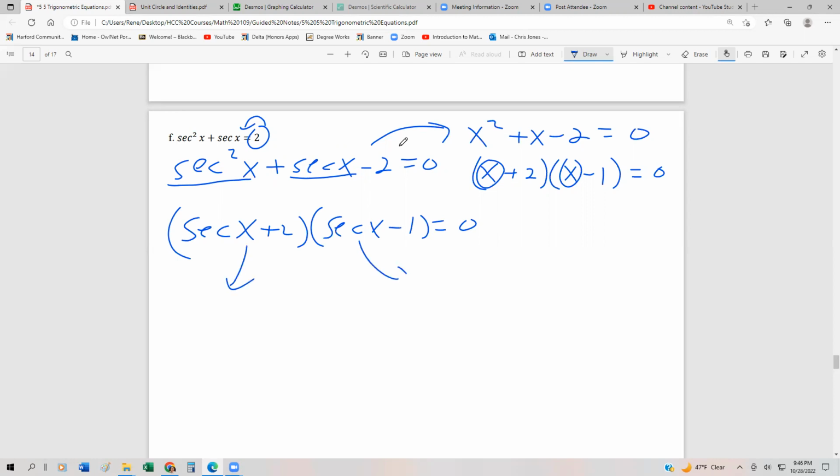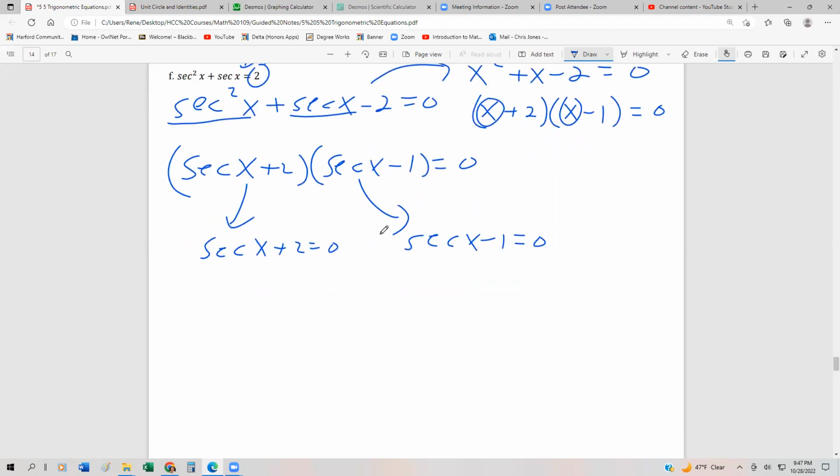Now I'm going to set both of these factors to 0 by the zero factor theorem. So we have secant of x plus 2 equals 0 and secant of x minus 1 equals 0. Now I'm going to solve those two more simplistic equations. I'm going to subtract 2 from both sides of the first equation, and add 1 to both sides of the second equation. We don't like secants or cosecants or cotangents as much as we like sines, cosines, and tangents. So let's take the reciprocal of both of these equations to put it in terms of cosine.